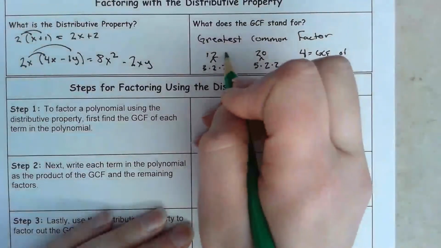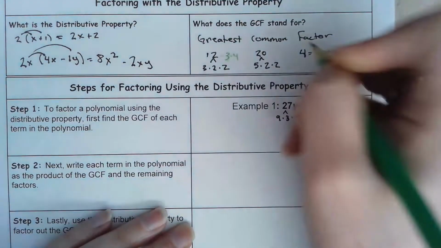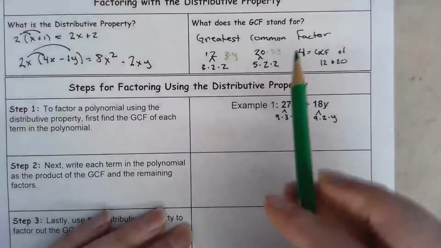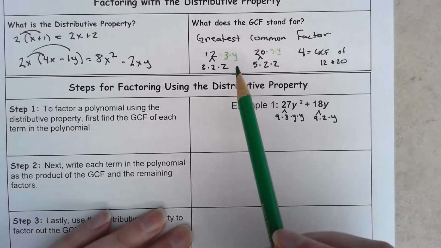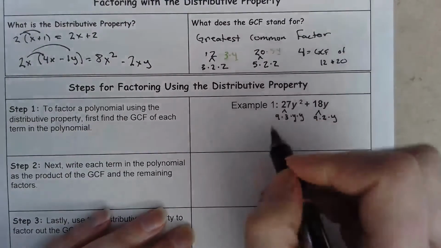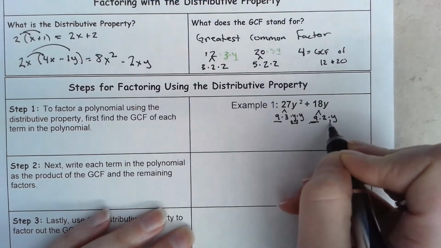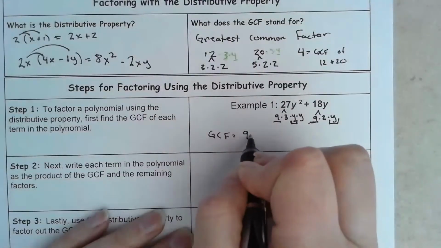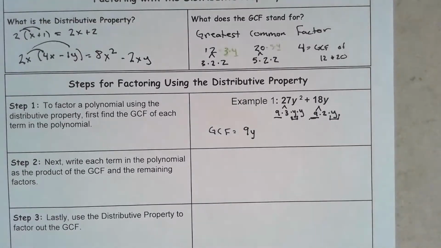So technically with 12, we knew that was 3 times 4. Can't see that, can you? And 20 we knew was 5 times 4. So we could just see the 4 right there for the greatest common factor. We can't always go down to the smallest, but if you see that they already have one in common, don't go down any further. So they have a 9 and a 9 in common, and we have 1y and 1y in common. So my greatest common factor for this one is going to be 9y. Okay, so with 9y as our greatest common factor, we go to our next part.